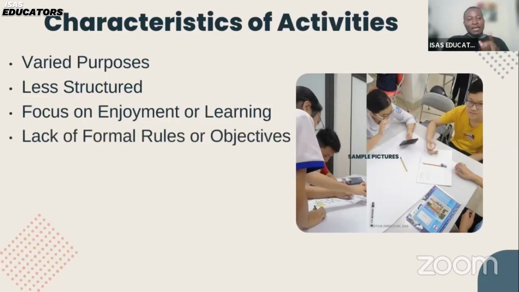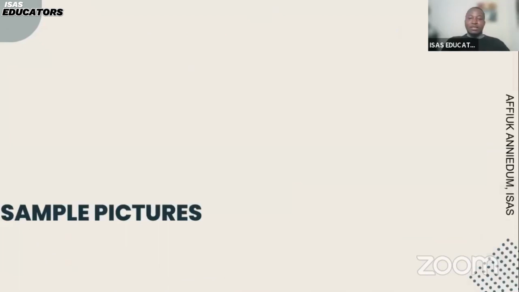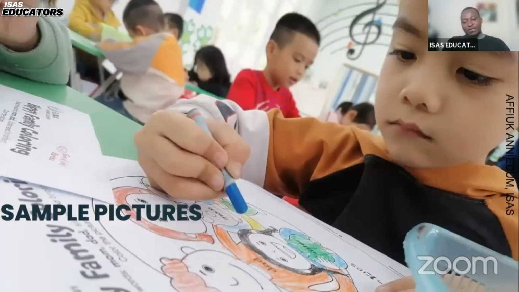And then it lacks formal rules or objectives. There are no rules and no objectives to the activities, like with gaming, so you can do everything. Now let's look at these sample pictures. This is a kindergarten activity.